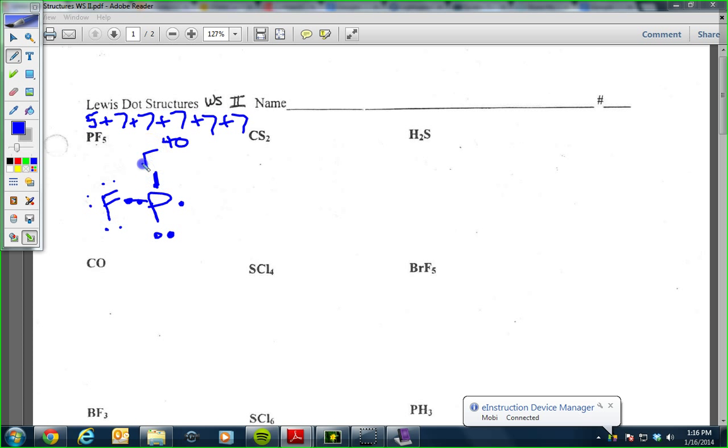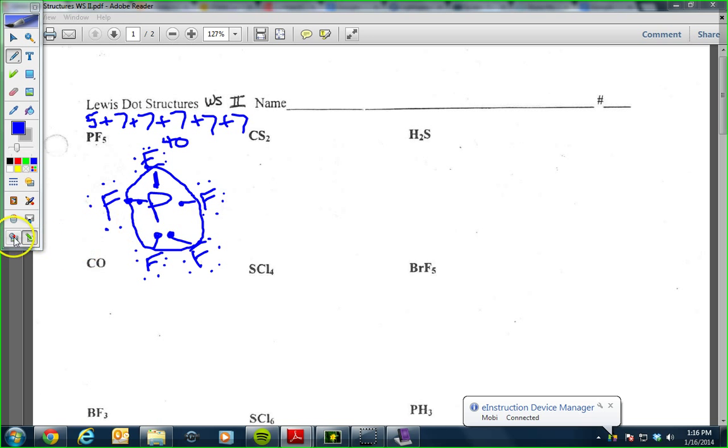Fluorine gets 7 electrons, but since we have 5 of them, we have to put all those on. What then happens is this has 40 total dots. Count them. You will see 40 total dots. You will see 8 around each fluorine. But if you look around phosphorus and count those, it has 10.